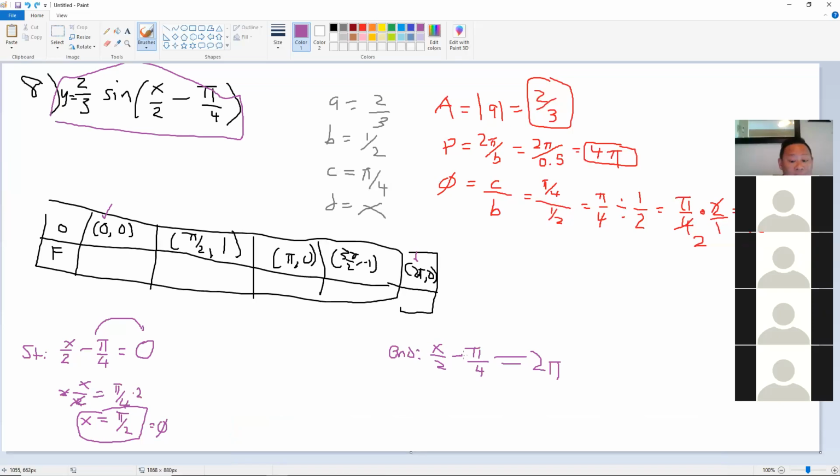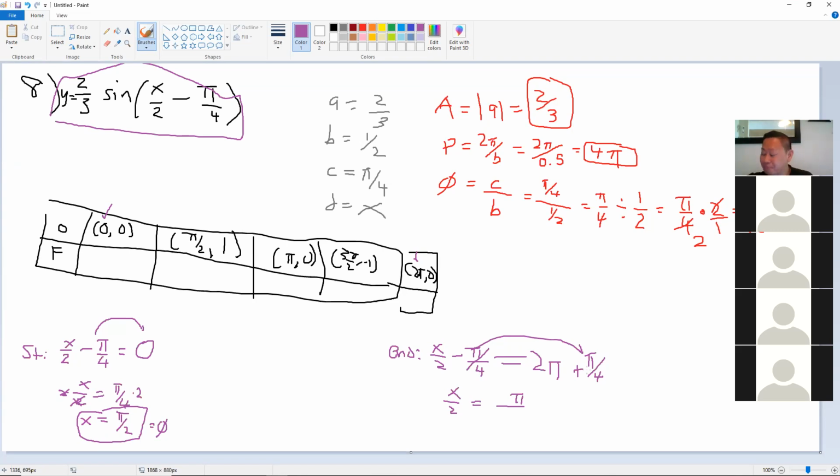For the ending point, we do the same thing. We add pi over 4. You guys got calculators, right? Can someone tell me what 2 pi plus pi over 4 is? Think about money. You have $2 and you add a quarter. How much do you have? $2 and a quarter. So 2 pi and then a quarter of a pi.